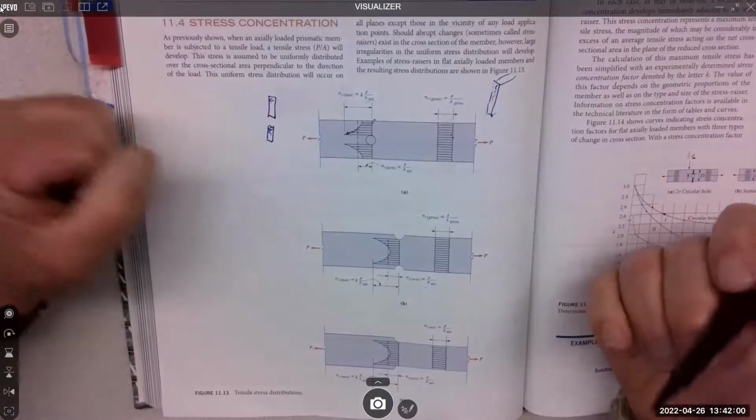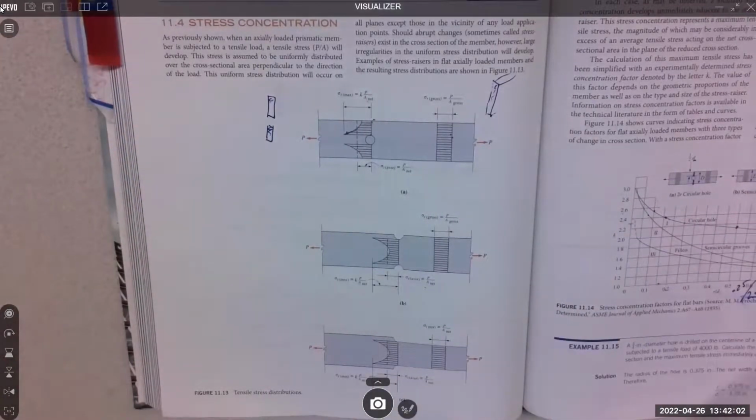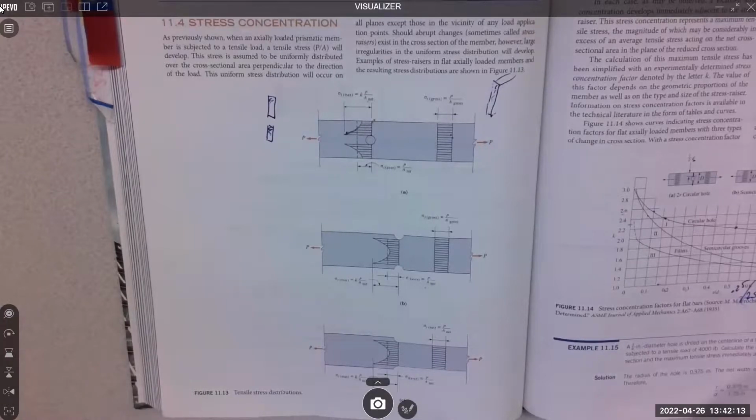If we put a 1/8 inch hole in, really tiny, we don't make much stress, right? There's not much of a stress increase. But if we make a bigger hole and a bigger hole, then that stress goes up, and we want to be able to calculate it.